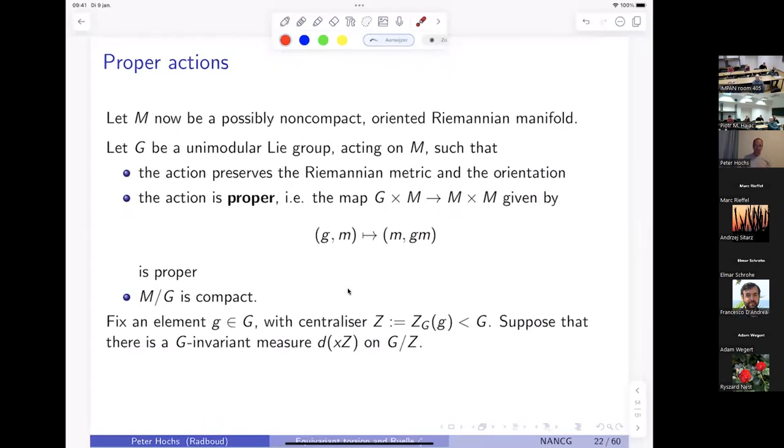on the next slide. I'm also going to fix an element of the group and call its centralizer Z. And I'm going to assume that there's a measure on the quotient, which is equivalent to Z being unimodular itself, because G is unimodular. So I'm going to fix an element and then fix a measure on G modulo its centralizer.